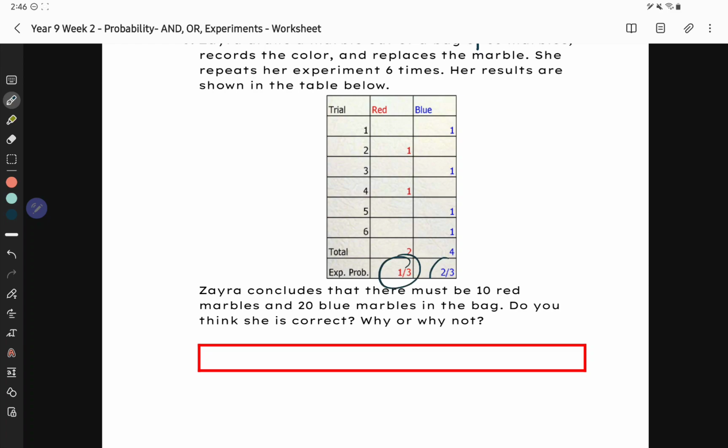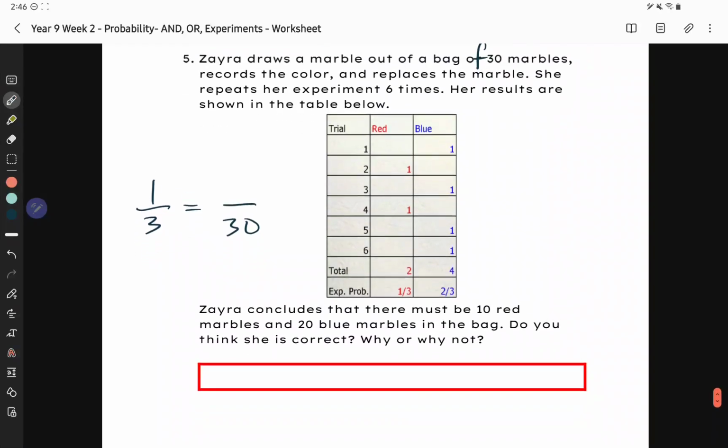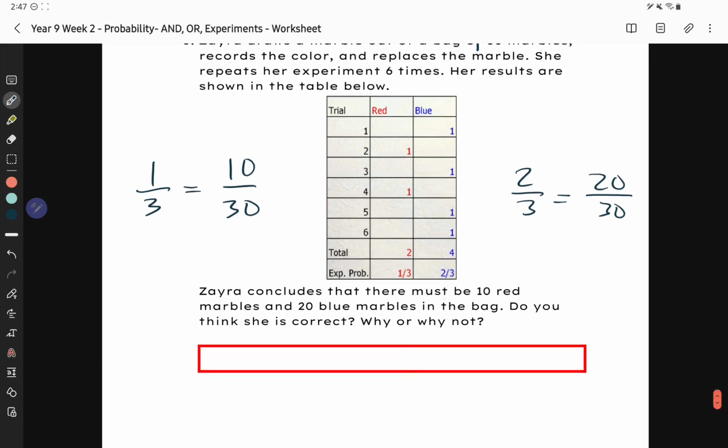So experimental probability, that is 1 over 3, and that's 2 over 3. If we make that something over 30, because I know there's 30 marbles altogether, yep, the red would be 10. And the blue, 2 over 3, if I change that to something over 30, that would have to be 20. So ratio-wise, it seems pretty good. The probability looks about right. It's the best guess we have so far.